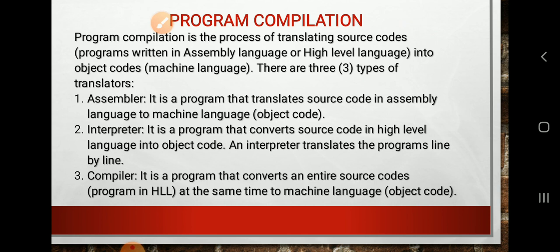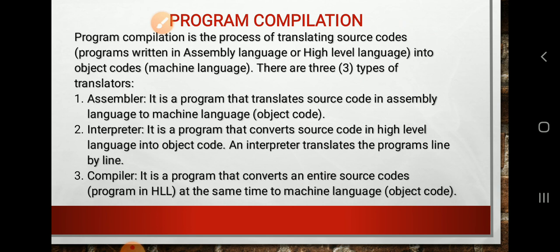Of course, these languages, programming languages, are not the computer's language. The computer language is called machine language. So after writing your program, there is need for compilation or translation. And there are three types of translators. The programs that are used to translate from one language into another are three. Now the first one is assembler. As the name implies, it translates from assembly language into the machine language, that is the object code.